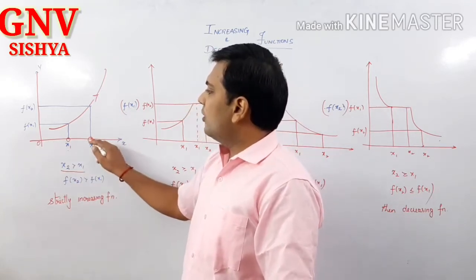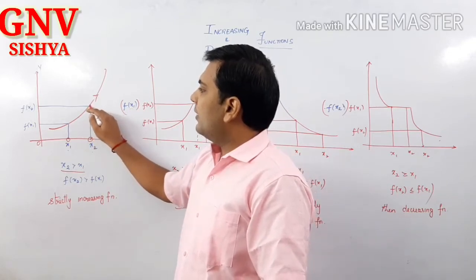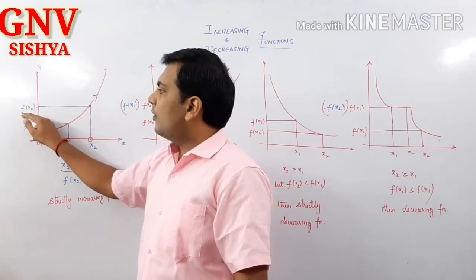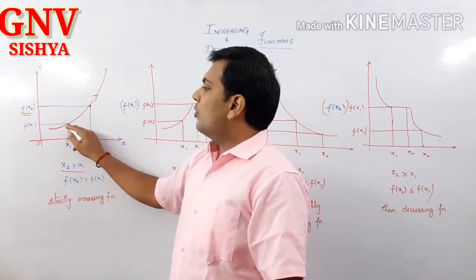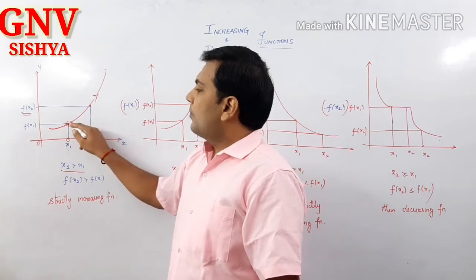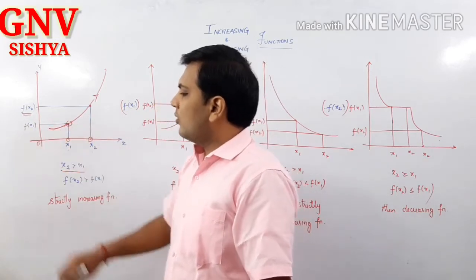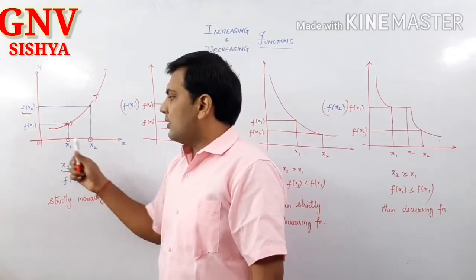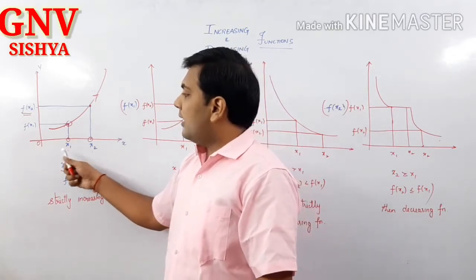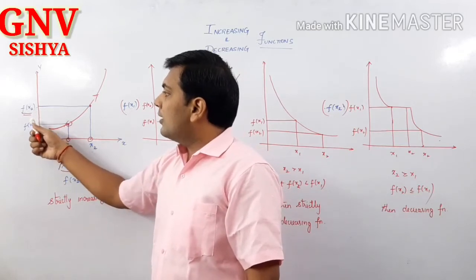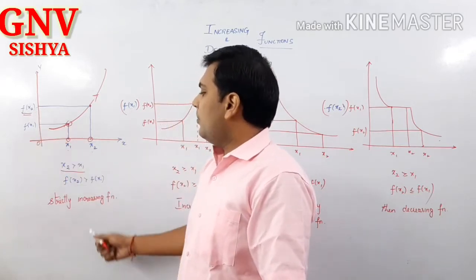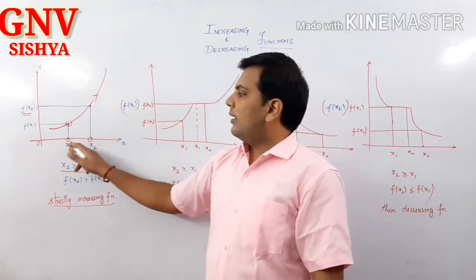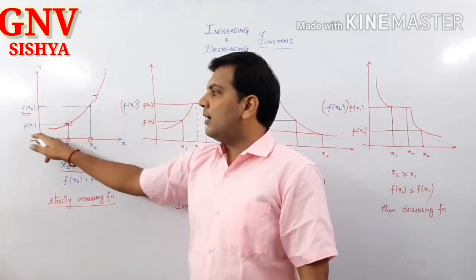Now what I am going to do is, from x2 I am going to draw a line to the graph. From that point I am going to draw a line to the y-axis, that will be f of x2. And similarly from x1 I am going to draw a line to the graph, and from that point to the y-axis, that will be f of x1. If x2 is greater than x1, and f of x2 is greater than f of x1, it means it is strictly increasing.